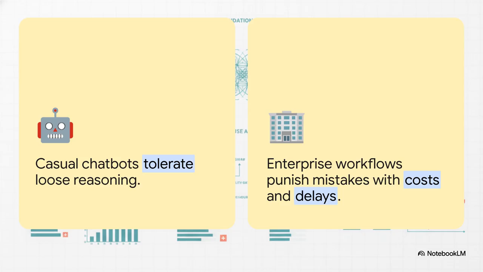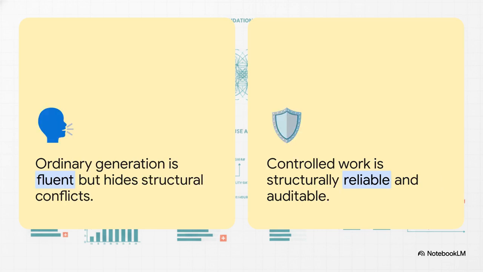In these high-stakes environments, the exact same AI generation that's perfectly acceptable for a consumer chatbot suddenly becomes a massive, dangerous liability. Mistakes here don't just look a little embarrassing, they create very real operational cost, huge deployment delays, and serious legal liabilities. Ordinary generation might spit out a beautifully written contract, sure, but it totally hides the fact that, say, Clause A financially contradicts Clause B. Fluency without structure is, at its core, fundamentally uninvestable for the enterprise.